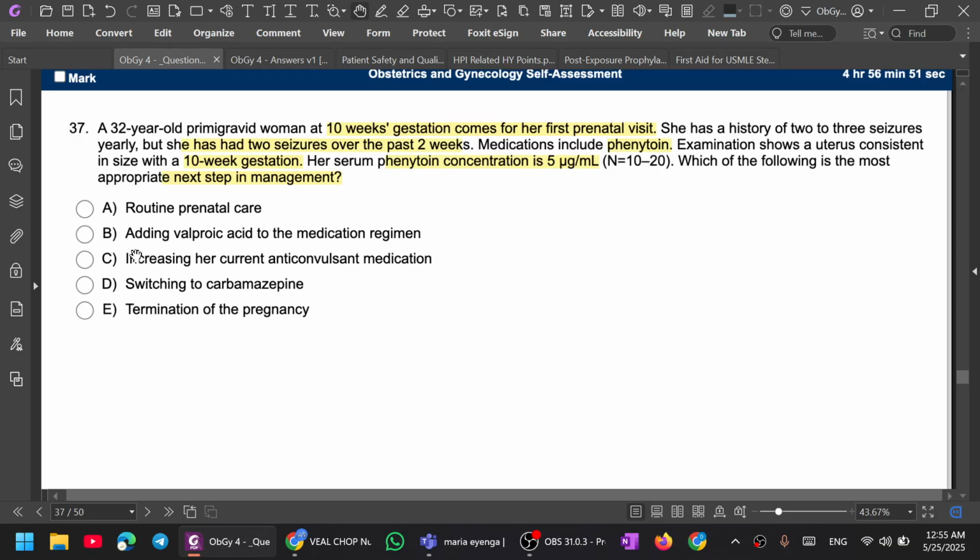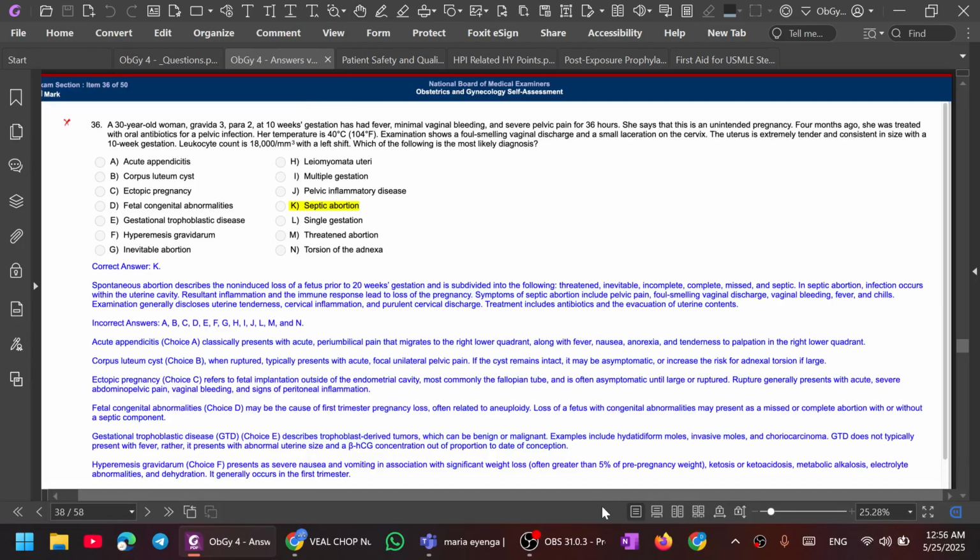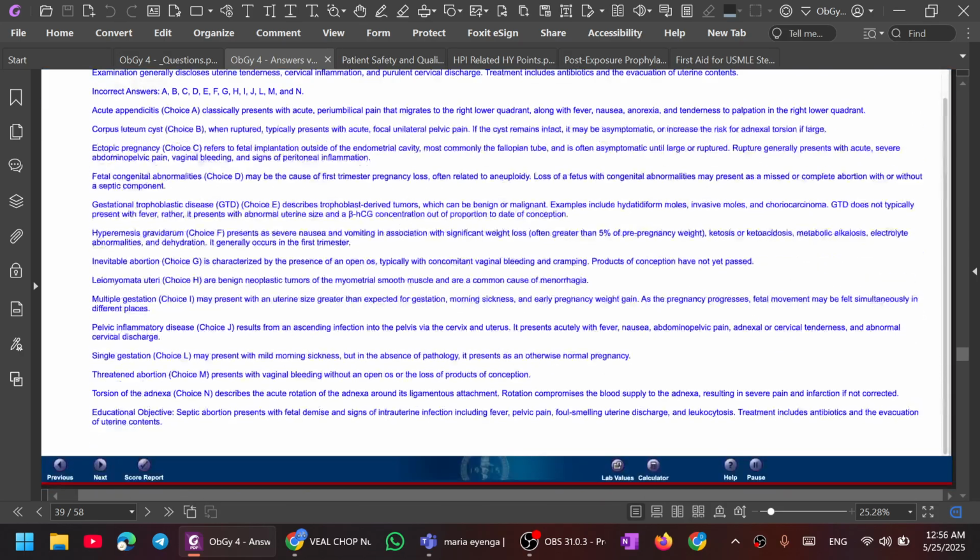Phenytoin cannot be given in pregnancy, isn't it? Yeah, but then what are you going to give? The only other options are carbamazepine and valproic acid. I think both of them are teratogens, right? Phenytoin also causes gum hyperplasia. Yeah, that's what I'm saying. All of the three are teratogens. So are you going to switch one to the other? I don't know. Increasing the dose, that's the only thing that makes sense.